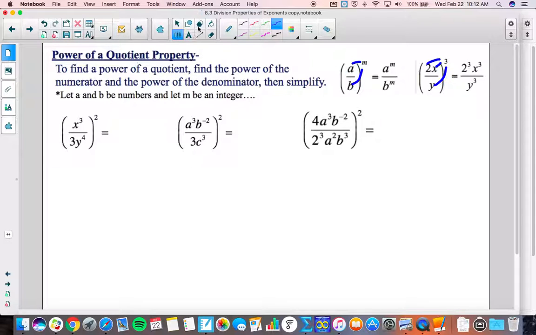Let's try that a little bit. Here we are sprinkling the exponent of 2 to everything in the parentheses. So we get x to the power of 6 on top, 3 to the power of 2 on the bottom, and y to the power of 8. Hopefully this bothers you a little bit, because 3 squared is 9. So the best answer is going to look just like this, except we have 9y to the 8th. Let's get in the habit of doing that.